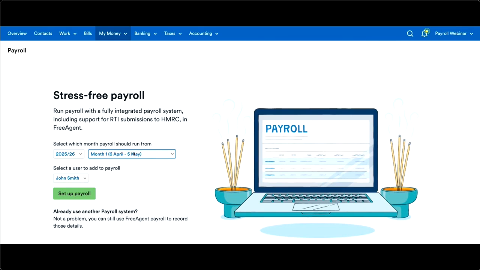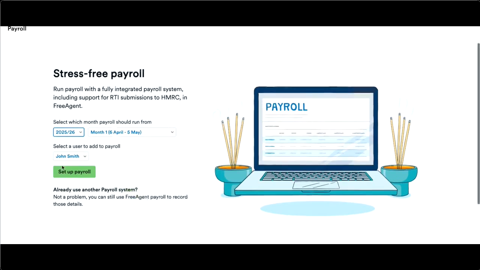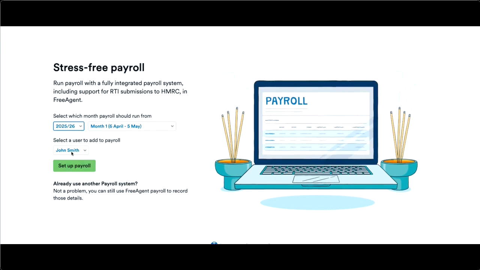We'll start preparing from month 1. I just need to change the month here and check that the year is correct. And then choose the first employee to add. So let's just choose John Smith here and click Set Up Payroll.